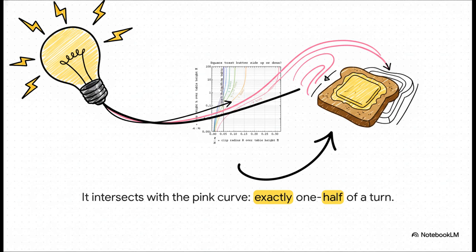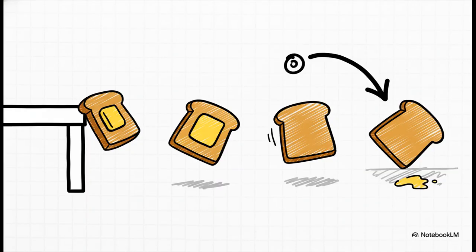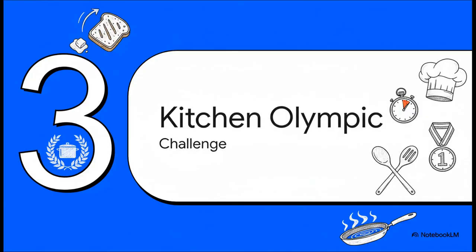And what does the pink curve mean again? Yep, exactly 1/2 of a turn. So if your toast starts butter side up, and it does exactly half a rotation, well, you know how it's going to land. Butter side down. It's not a cosmic conspiracy against you. It's just the most likely physical result, all thanks to the height of our tables and the size of our toast.